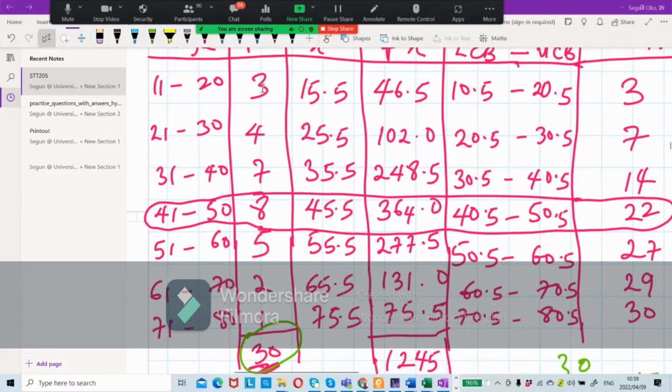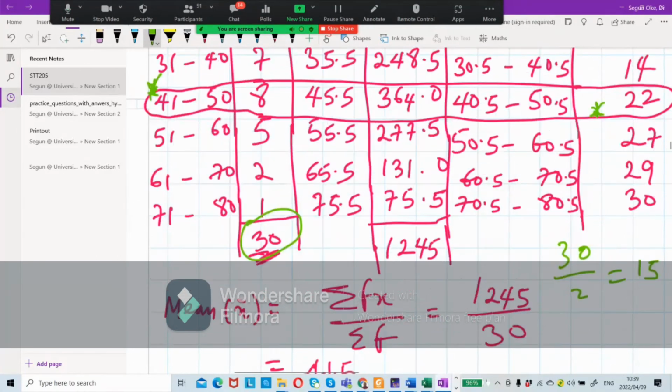So we said 3 plus 4, 7. 7 plus 7, 14. 14 plus 8, 22. We know that we can get 15 from 22. So automatically, this is the class we are working with, our median class. So that is why I circle it.